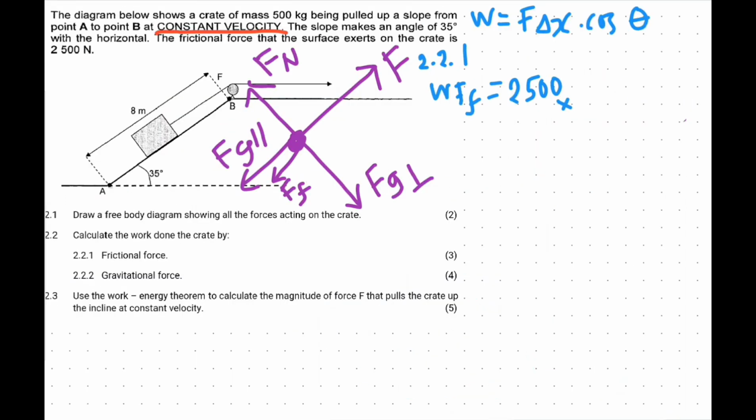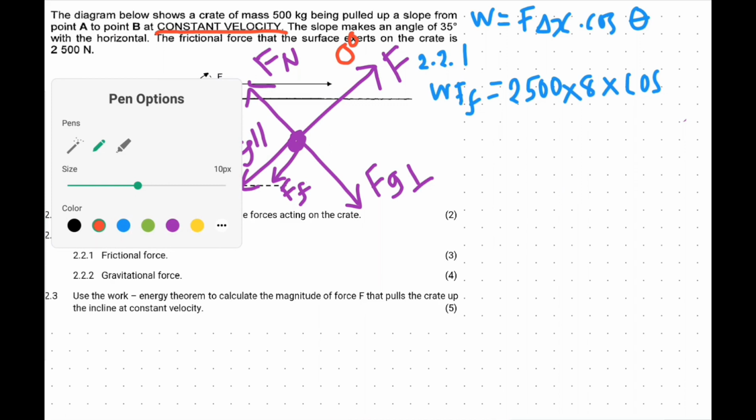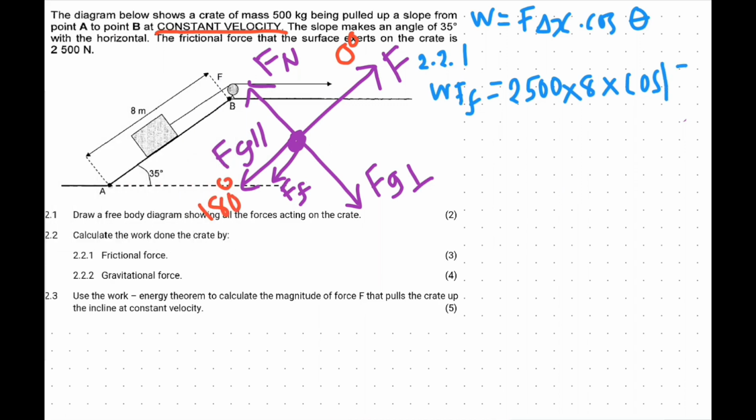The distance is 8 times the cos of what? Well, we know that frictional force always acts at 180 degrees to the direction of motion, which is the 0 degree direction. So cos of 180. Multiplying this on a calculator, get negative 20,000 joules. So frictional force is negative 20,000 joules.